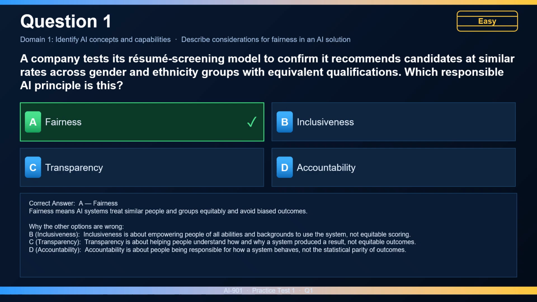Now, why the other options are wrong? Inclusiveness is incorrect. Inclusiveness is about empowering people of all abilities and backgrounds to use the system, not equitable scoring. Transparency is incorrect. Transparency is about helping people understand how and why a system produced a result, not equitable outcomes. Accountability is incorrect. Accountability is about people being responsible for how a system behaves, not the statistical parity of outcomes.